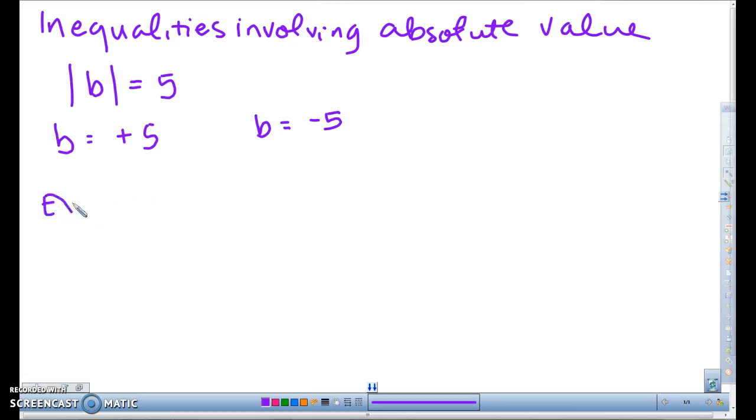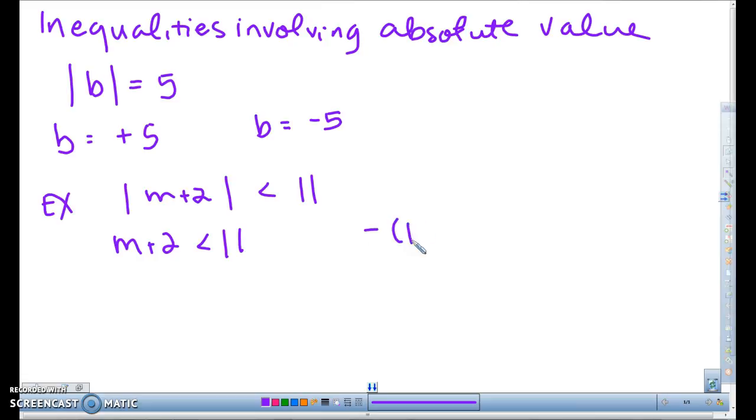So let's start with this example. The absolute value of m plus 2 is less than or equal to 11. So I'm going to do m plus 2 less than 11. And instead of saying it's less than negative 11, I'm instead going to put a negative outside this parentheses and distribute it in that way, okay? So I'm going to have to distribute that negative. So that way I have a positive case and that negative case, okay?